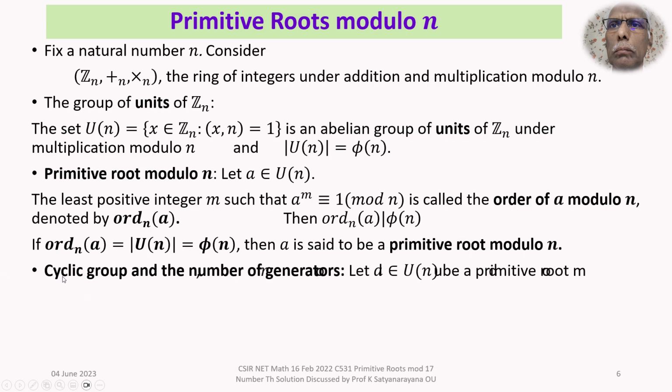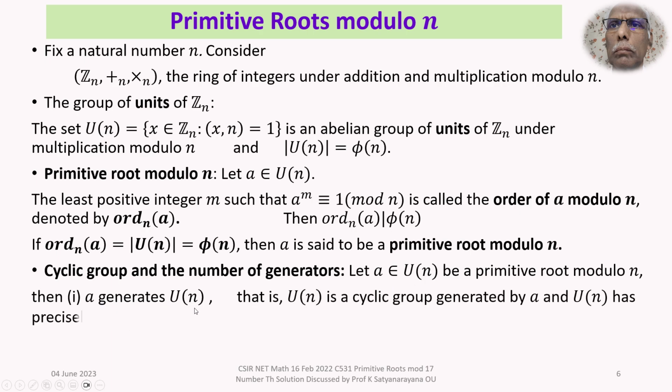So, cyclic group and the number of generators. Let a belonging to U(n) be a primitive root modulo n. That means the order of a modulo n is phi of n. Then a will generate U(n). So, a generates U(n). That means U(n) becomes a cyclic group generated by this a, where a is the primitive root modulo n.